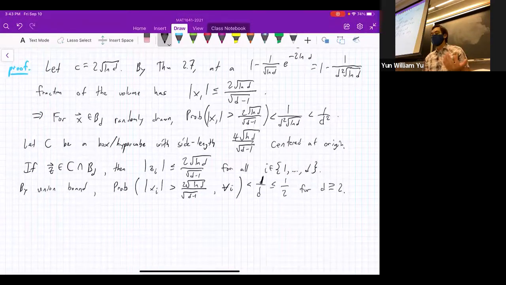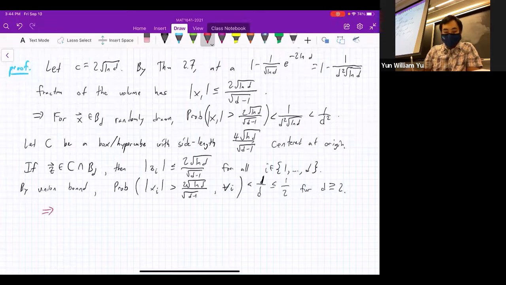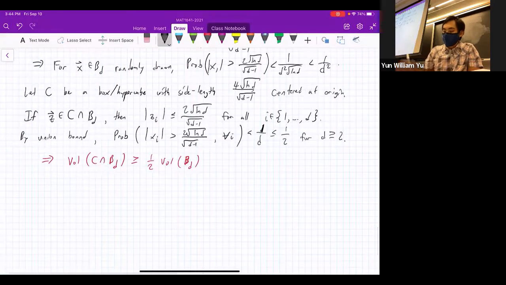What does that mean? Well, that means half of the ball is in the box. So we've drawn this box now, and what we now claim is half of the ball is in the box. And let me write that out. So this implies that the volume of C intersect B sub d is greater than or equal to 1/2 the volume of B sub d. But now, what's the volume of C?